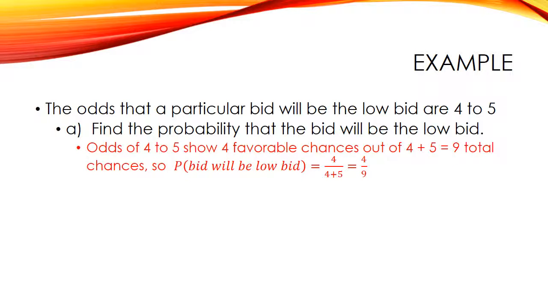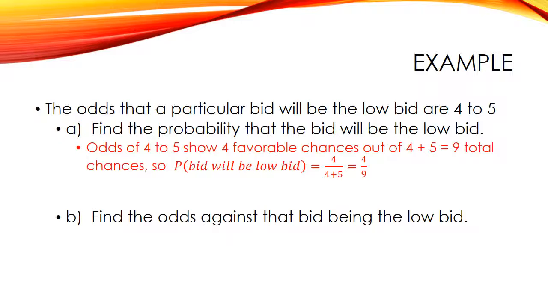The odds of 4 to 5 show that 4 favorable chances are going to occur, 5 non-favorable, so that gives us a total of 9 chances. So the probability that the bid will be the low bid is 4 over 4 plus 5, or 4/9.